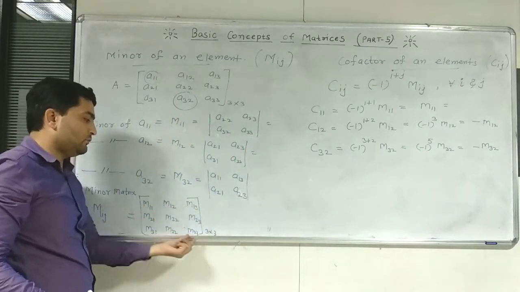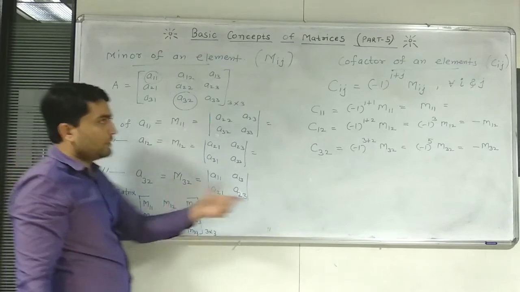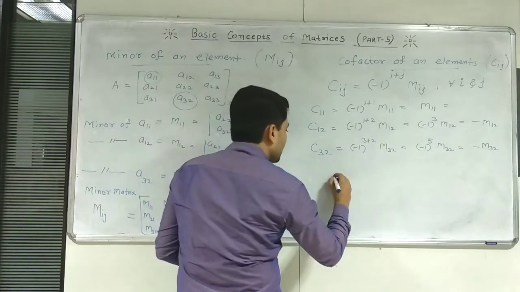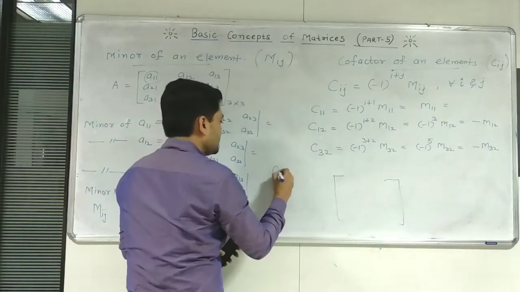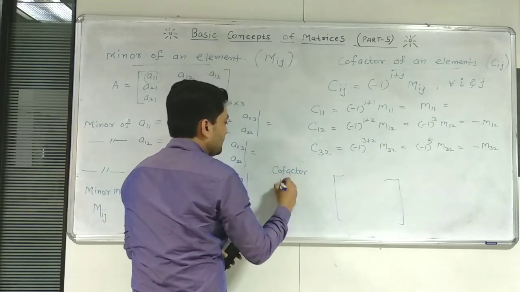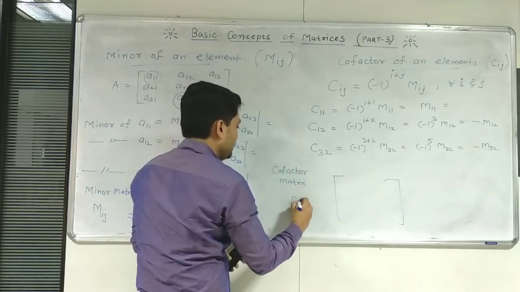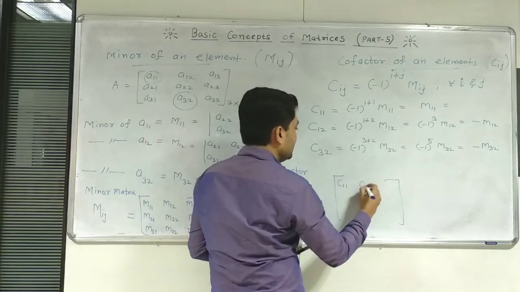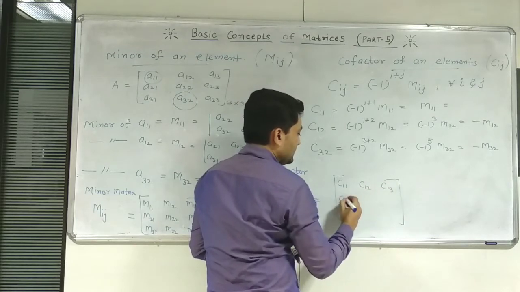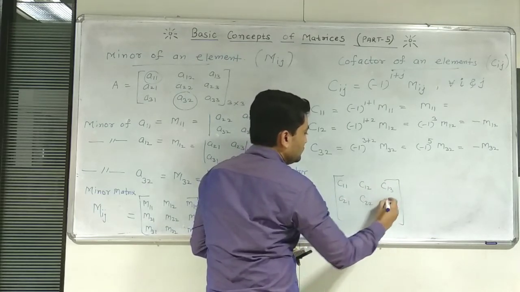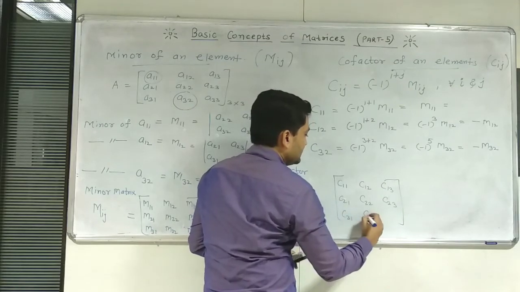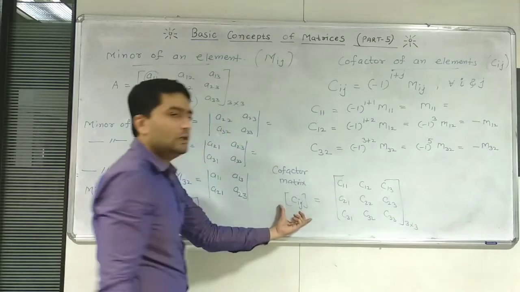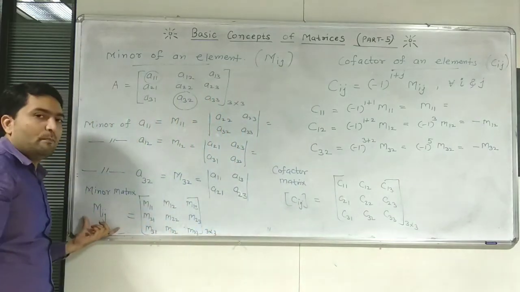If you know the values of M11, M12, M13 up to M33, then you can find C11, C12, C13 up to C33. That matrix is called the cofactor matrix. Its notation is Cij. So Cij is equal to C11, C12, C13, C21, C22, C23, C31, C32 and C33. It is a 3 cross 3 matrix. So that is called the cofactor matrix.